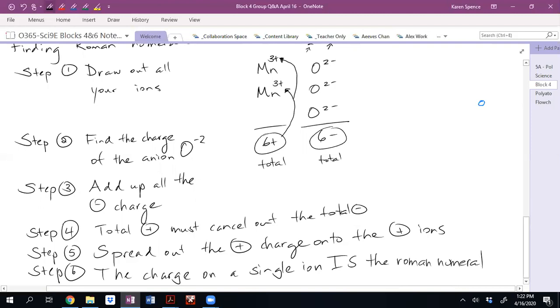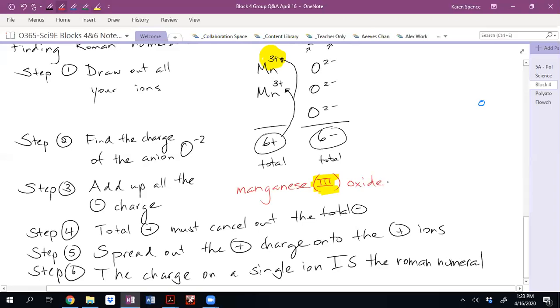So we look and we say, okay, what is my charge on the manganese? On a single manganese, it is 3 plus. And so when I name this compound, I would name it Mn is manganese, manganese. And then our Roman numeral will be the 3 because it's that 3 right there. And then our ending of our second word changes to "ide," so that will be oxide.